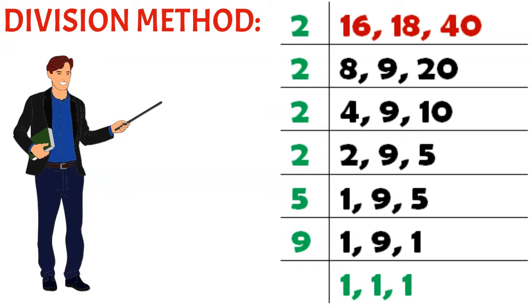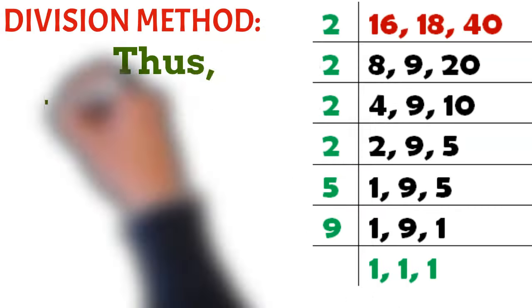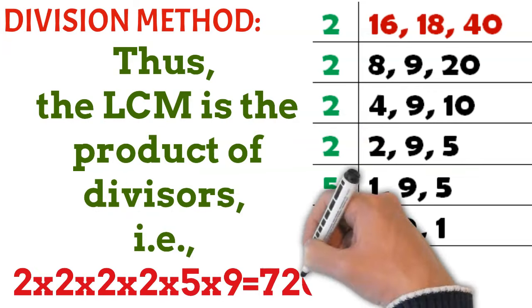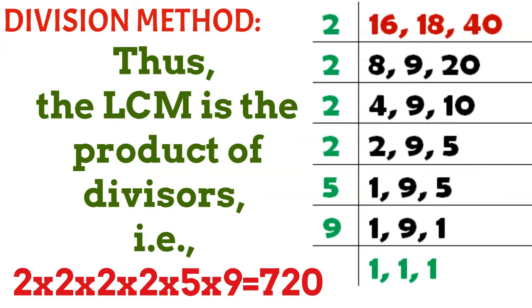Next, in the same process they are divided by 5 and 9 in sequence and now we find no number to divide except 1. Thus, the LCM is the product of divisors, that is 2 into 2 into 2 into 2 into 5 into 9 equal to 720.